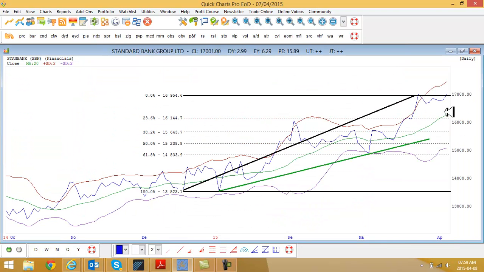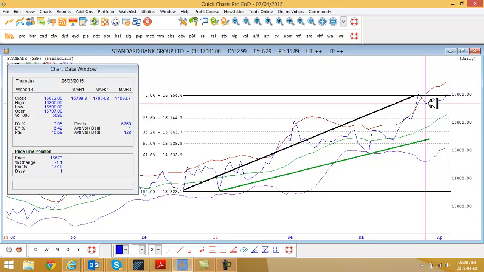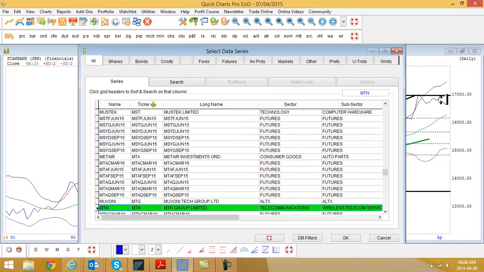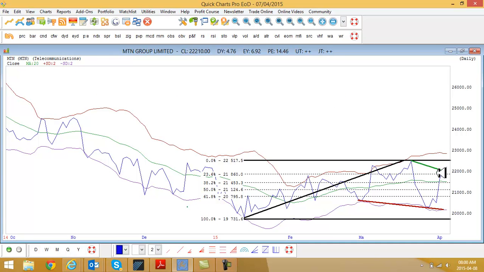Looking at Standard Bank, it wants to test this new high at 170, and the previous high was also 170, and you can see it's currently trading in a sideways pattern here as well. The low here is approximately 166.73, and the high is about 170, but it's still in a positive channel. Let's go and look at MTN. MTN came a bit up, as you can see, trading at this level of 222.10. And now we need to see where the next high is, and it could be 225 as it goes on.